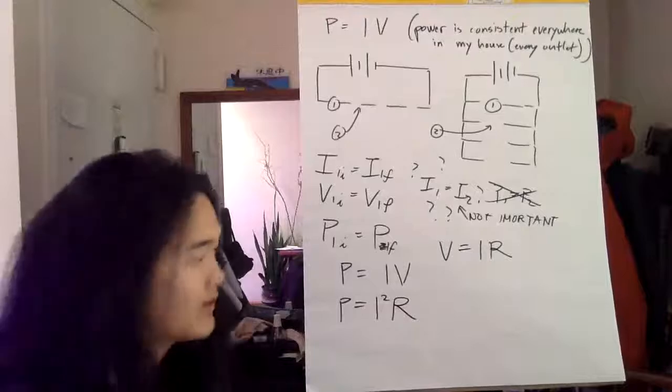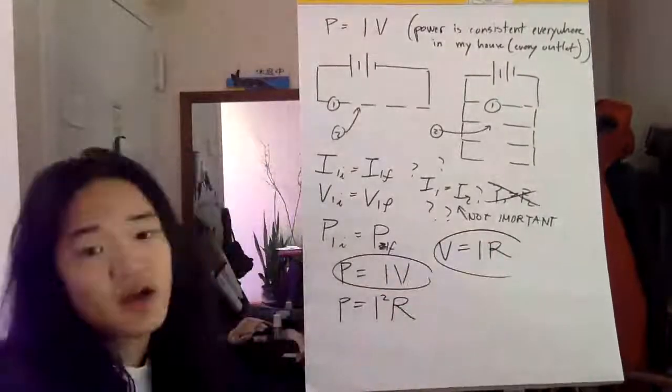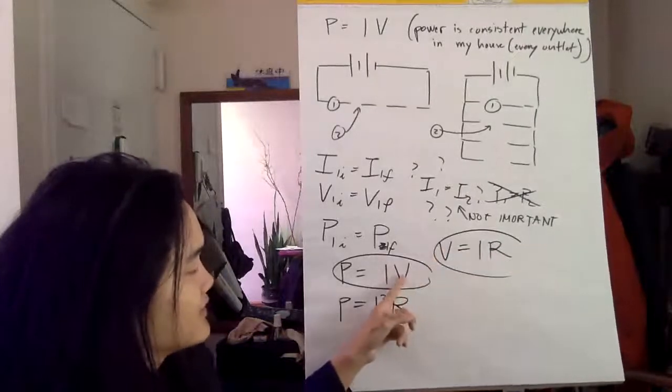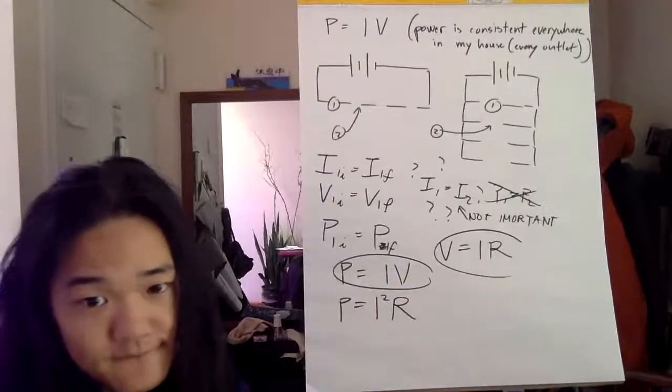Does everyone see how I got there? Combining this equation and then this equation, I get this one. All I do is substitute V equals IR for that V. So this is I times R, and that becomes I squared R.